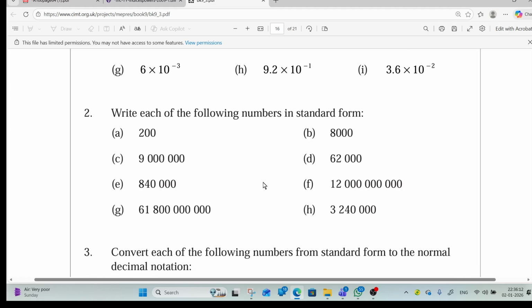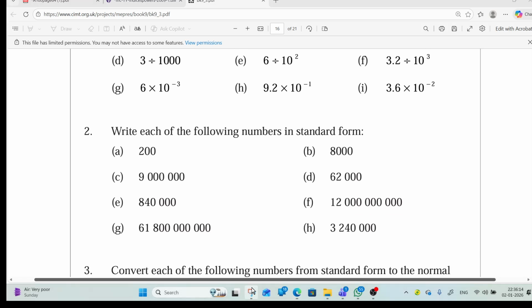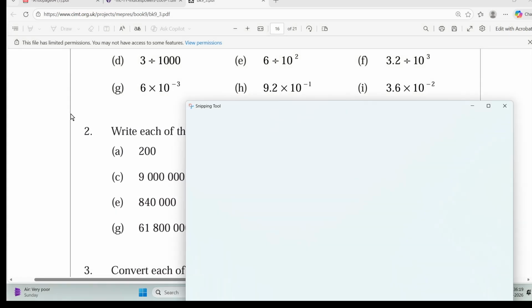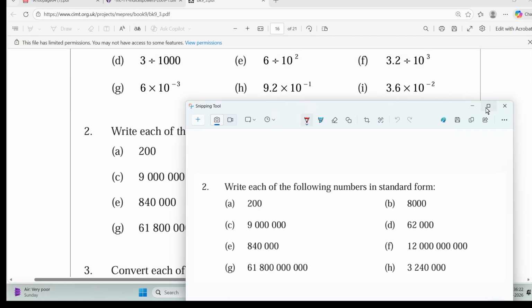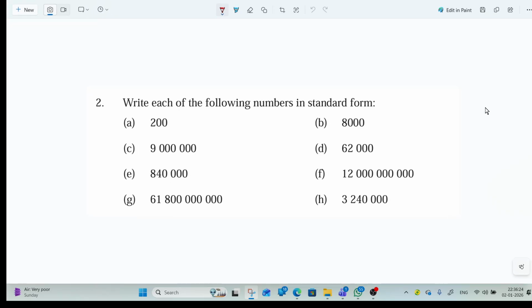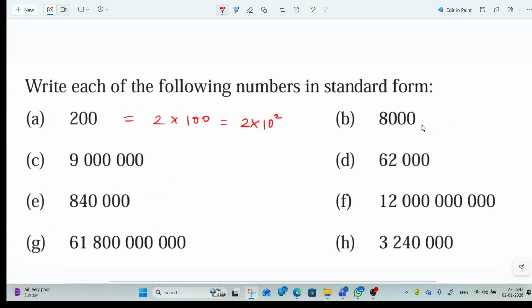So let's see how we write numbers in standard form. Let's practice some more questions. So this is 200. 200 can be written as 2 times 100, which is 2 times 10 to the power 2, right? Yes. Can you try this, 8,000? How would you write 8,000 in standard form? Like 200 is 2 times 10 to the power 2, what about 8,000?